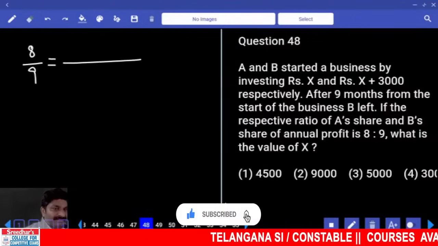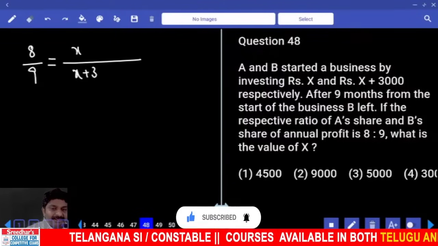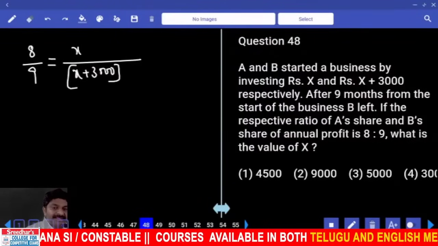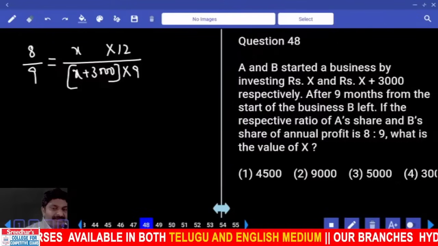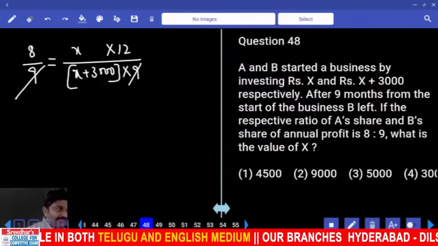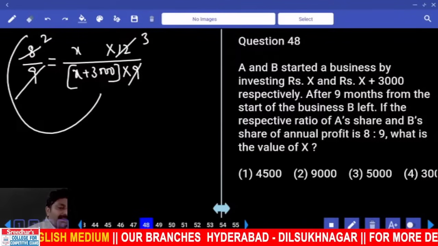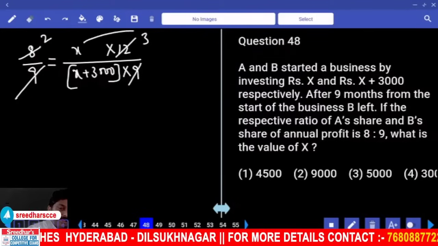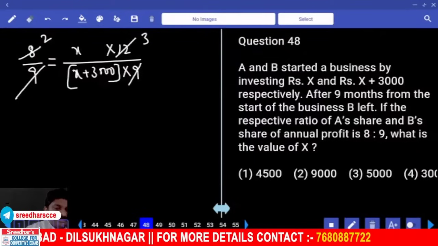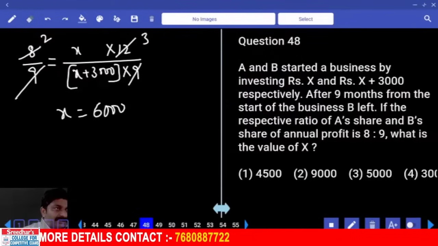That will be equal to investment multiplied by time. Investments are X and then X plus 3000. A is there from the beginning till the end, so that will be 12. B is there in the business for 9 months and then left. 9 gets cancelled. 4 2 times, 4 3 times. Right hand side denominator multiplied by 2, 2x. Left hand side numerator 3x. Difference is, that will be equal to 3000 into 2, 6000. Got it?